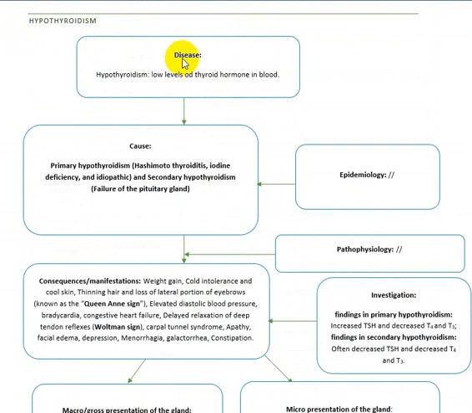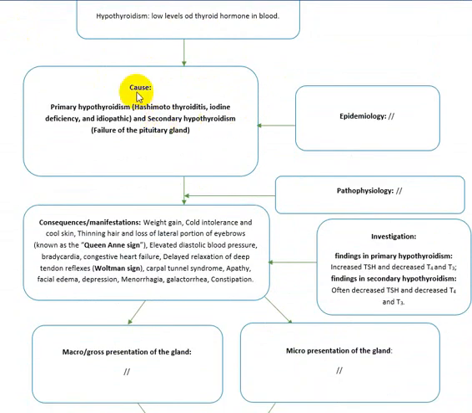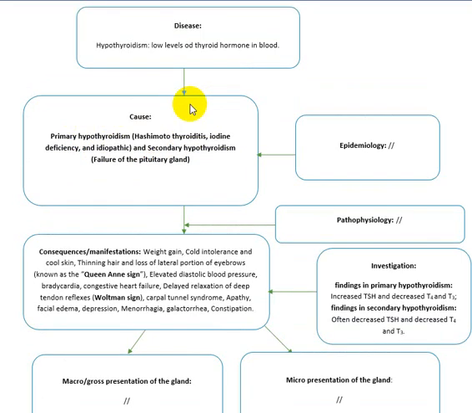Hypothyroidism is a disease with a low level of thyroid hormone. The cause can be primary hypothyroidism or secondary hypothyroidism. Primary hypothyroidism consists of Hashimoto thyroiditis, iodine deficiency, and idiopathic, or unknown, causes. Hashimoto thyroiditis is the first cause of hypothyroidism.